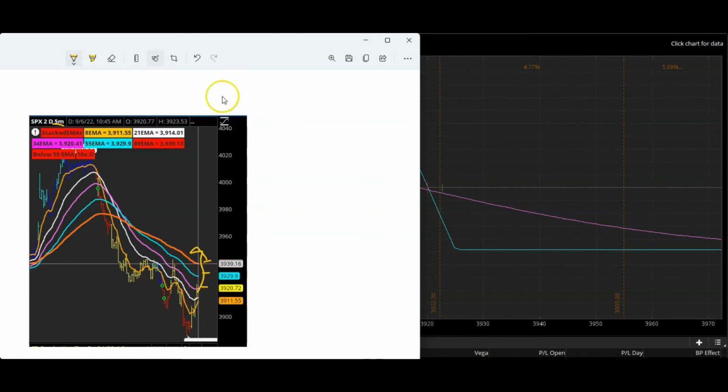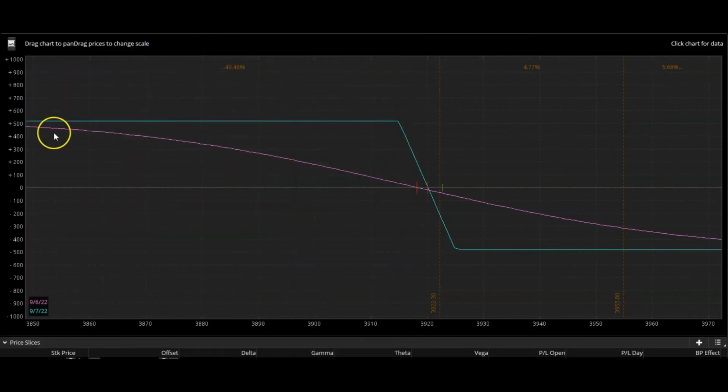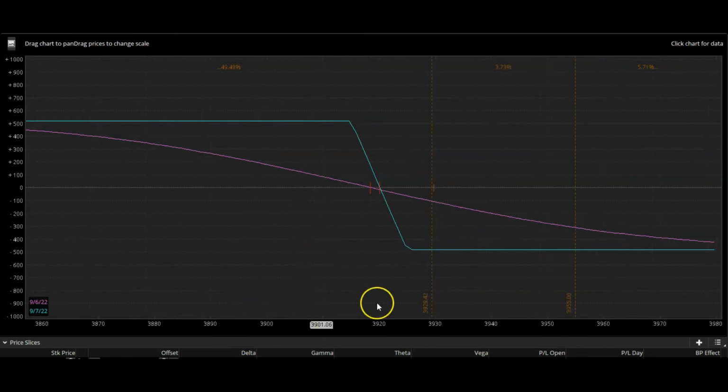So what I did, I took a bearish position here. This is a put debit spread. I am risking 485 to make 515. We'll see how it goes. As far as sizing goes, I plan on taking full risk here.